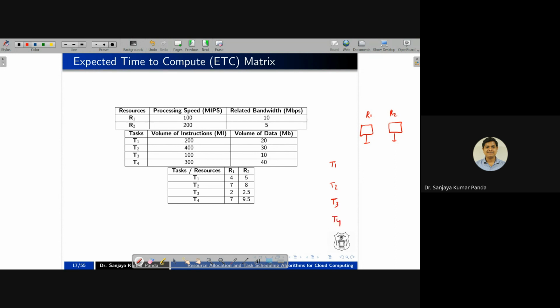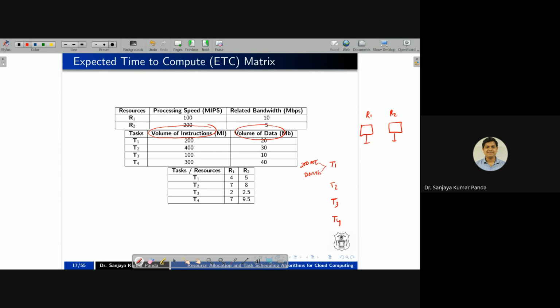So you just want to find how much time it will take if I assign T1 to R1 or T1 to R2. It depends upon 2 parameters from the task side and another 2 parameters on the resource side. On the task side, the 2 parameters are volume of instruction and volume of data. For example, you want to process 200 million instructions and 20 MB of data.